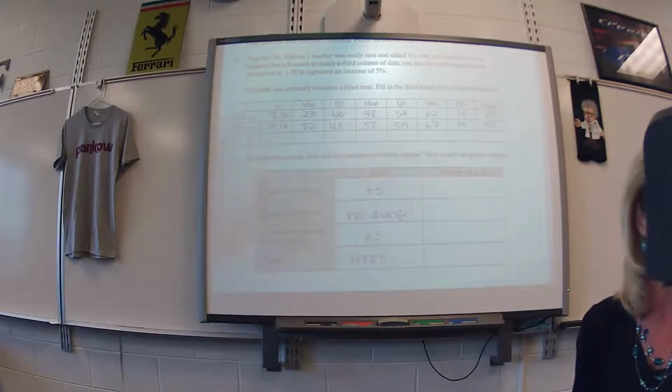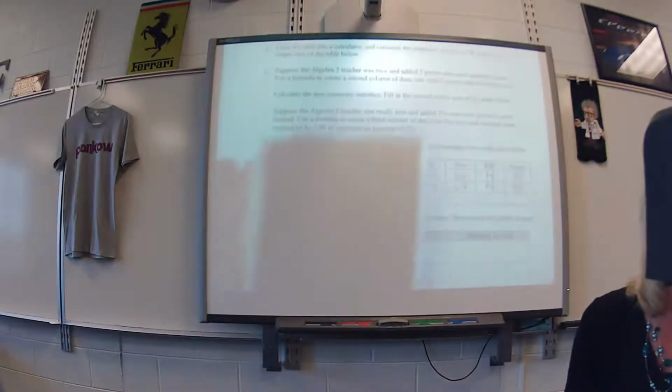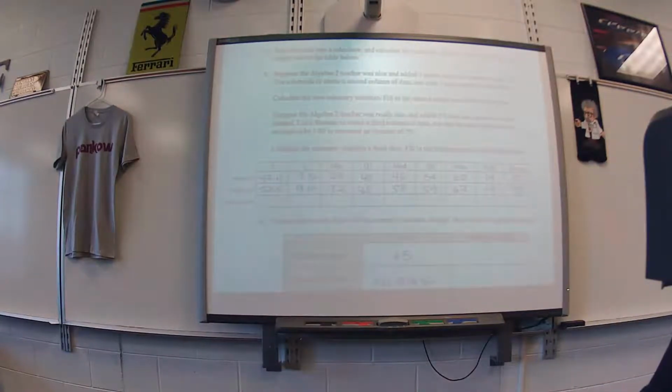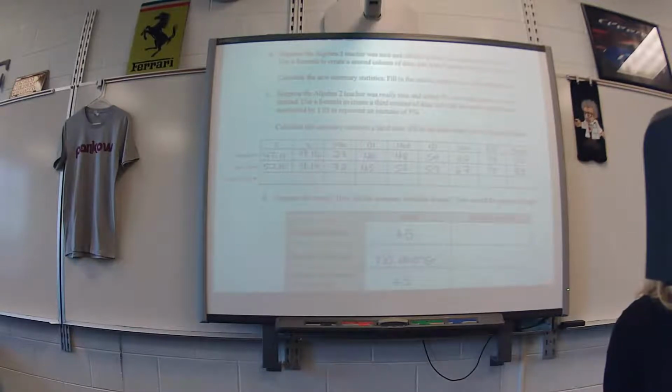It's not going to change a measure of spread. All right, so now what we're going to do, we're going to say, suppose the algebra teacher was really nice and added 5% onto a person's score. Okay, 5% means 0.05, but if you multiply everything by 1.05, the multiplying by 1 means take the original score, but then the 0.05 says, but make it bigger.